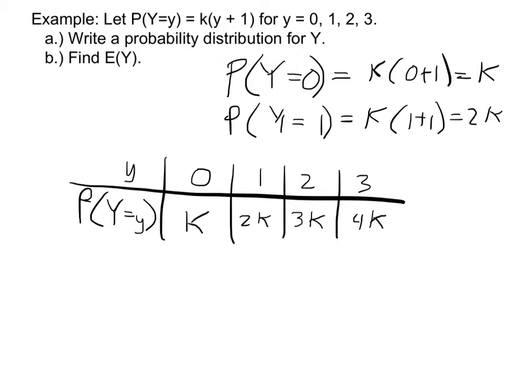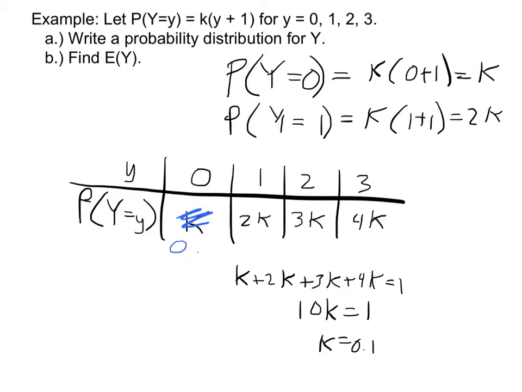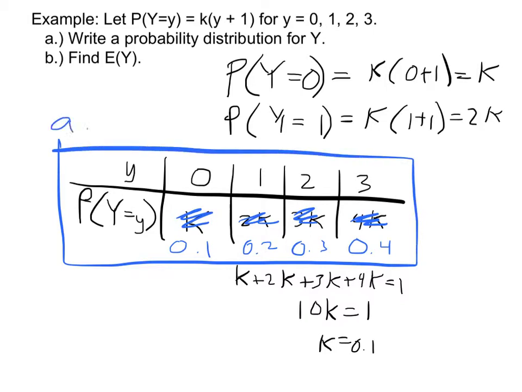What we know is that these things should all add up to 1. k plus 2k plus 3k plus 4k all has to add up to 1. Well, that means that 10k is 1, which means k is 0.1. So if I were to go back and refine this, this probability is 0.1, this one's 0.2, this one's 0.3, and this one's 0.4. This is actually the answer to A. That is our probability distribution.